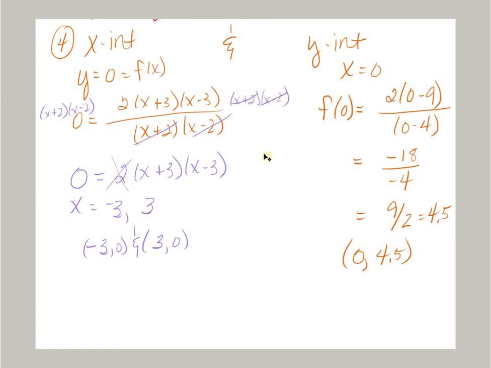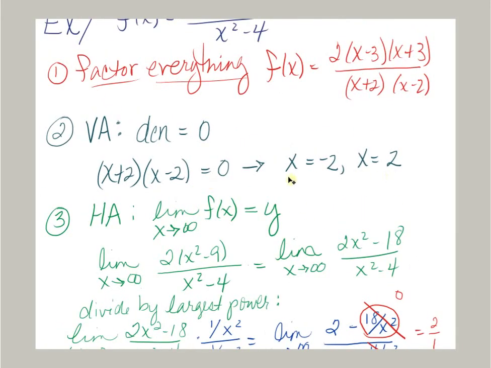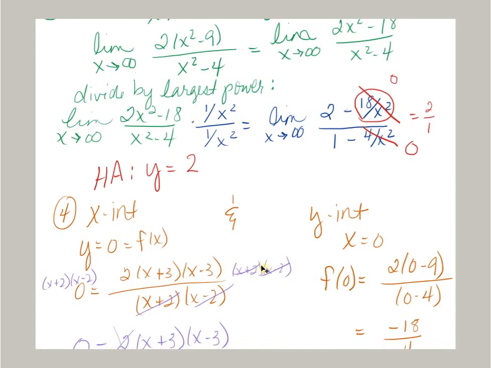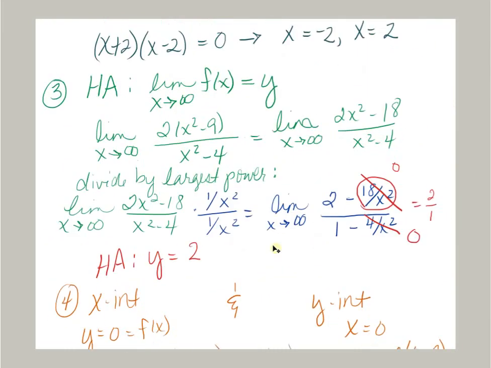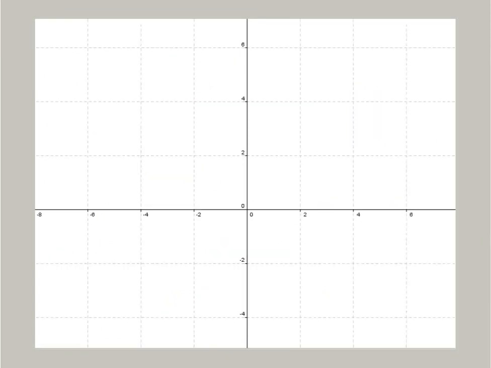So now I have a lot of information. I know where my vertical asymptotes are. I know where my horizontal asymptote is. I know where my x-intercepts and my y-intercept are. And this is going to help me to go ahead and get started graphing. So what I do before I graph some more, if you need to, is I put what I have on the xy plane. I go ahead and start graphing some of the things I know are true.